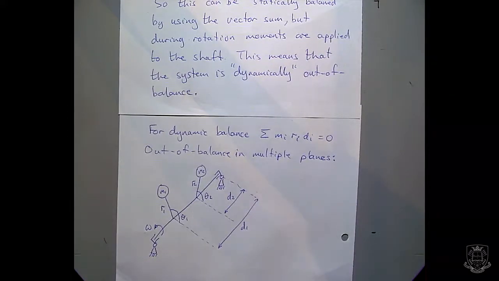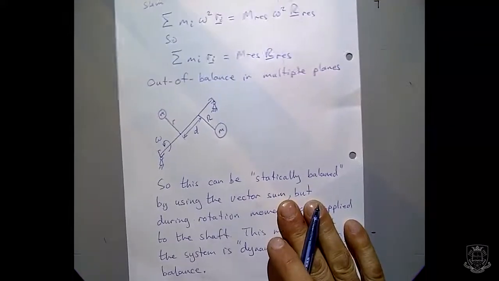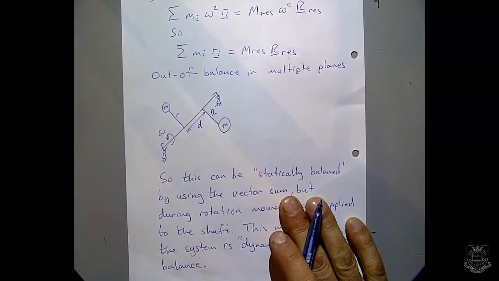I've only drawn one mass in each plane, but it's possible to have other masses in each plane as well. So these are the important quantities. Okay, you need to know what the mass is, you need to know what the distance from the shaft is, r. You need to know at what angle these are. So in this one I drew them in the same angle, didn't I? They're equal and opposite angle to each other.